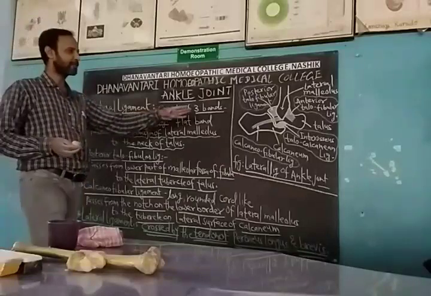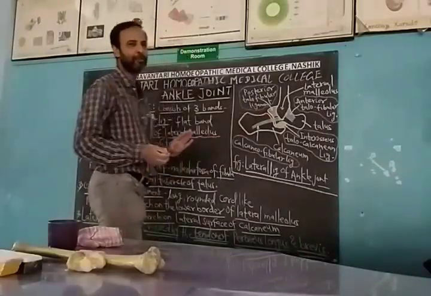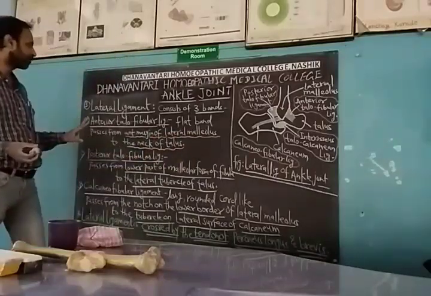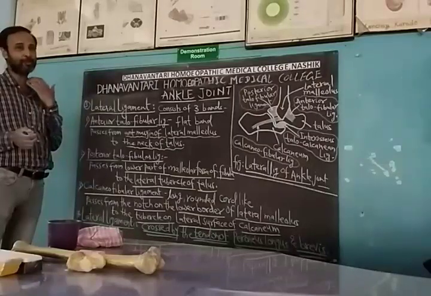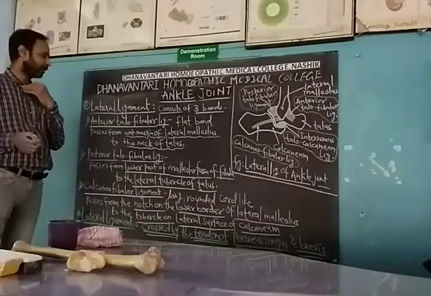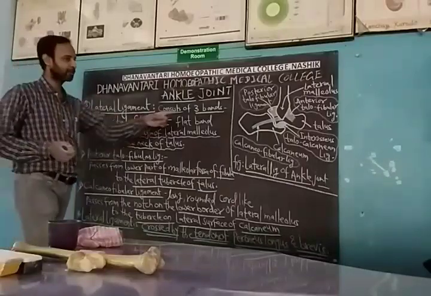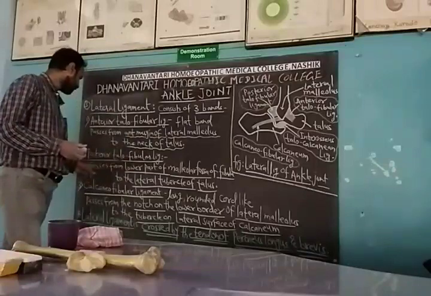Clear? In front of this is the facet of the fibula. So this is very simple: the attachment is from the anterior margin of the lateral malleolus of the fibula to the neck of the talus.